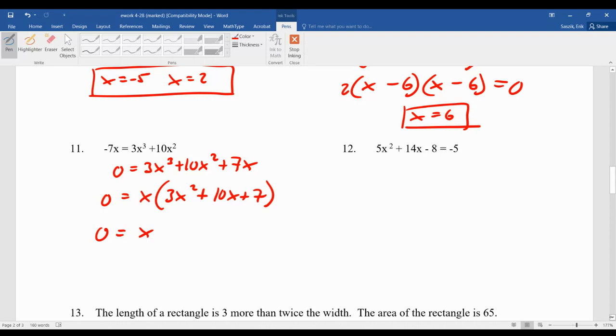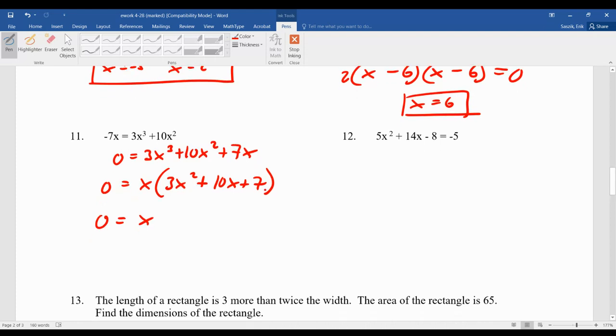And while it's harder than some of the other ones we've done, it's still not that bad because these numbers, 3 and 7, are both prime. So if I say 3x and x, my only option to make a 7 is 7 and 1. It's just a matter of where I put it. And if I put it there, see that makes 7x, that makes 3x. Together that makes 10x.